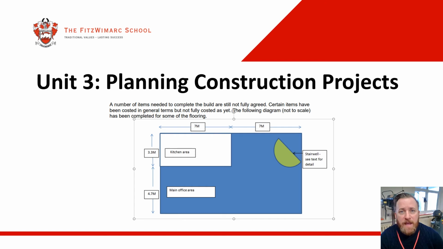Pupils have to calculate the area in blue for the main office area and the area in white as the kitchen area. Pupils are then given the cost for vinyl flooring for the kitchen and carpet tile for the main office area. They're given as much detail as possible. They are just required to know how to calculate the area and therefore how to correctly cost up the job.